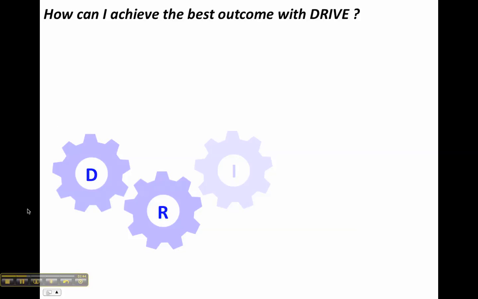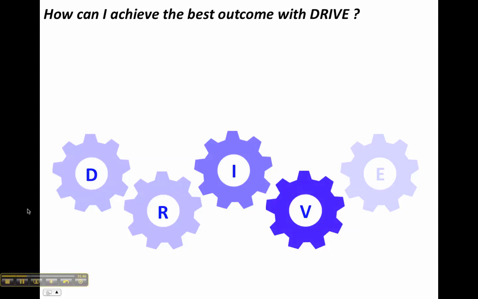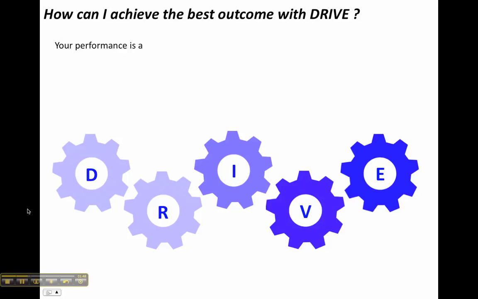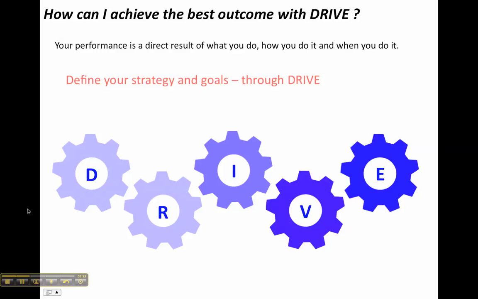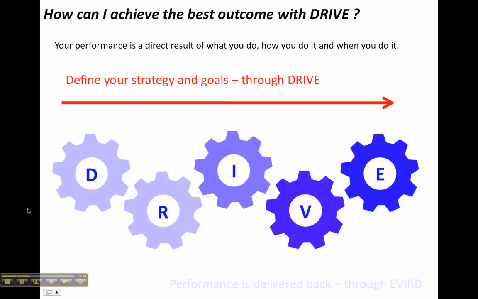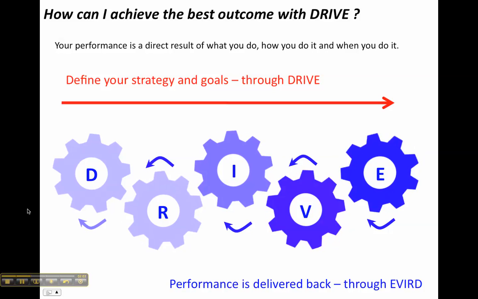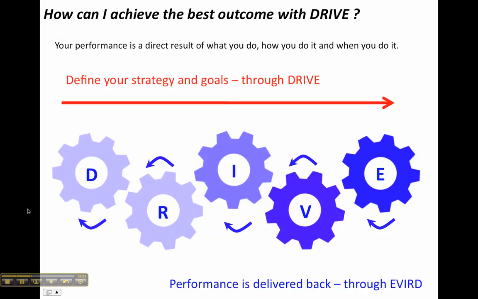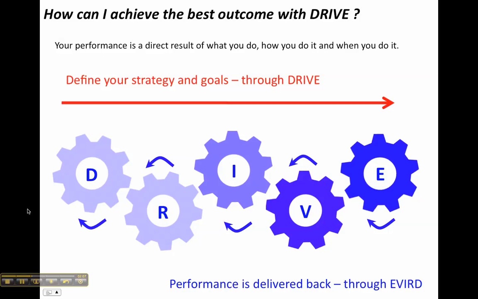So how can you achieve the best outcome for your business or your organisation with drive? Well, we're going to use a series of cogs to explain how your organisation is interlinked. So first of all, we're going to define the strategy and the goals through drive, but in order to deliver an improved performance, we're going to do it back the other way, and we're going to do that by investing in the evolution engine and using that to drive everything else forward.